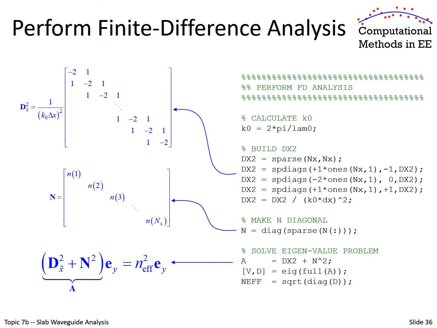So I'm calling eig. This is not the sparse eig, and I'm calling that because it's a little bit faster than the sparse version of eig, which is called eigs. It ends with an s for sparse, and it doesn't like to see sparse matrices, so I declare A to be full. And I'm asking it for the eigenvector matrix and the eigenvalue matrix. Now remember, the eigenvalues here are the effective refractive index squared. So the first thing I like to do is extract the diagonal and then take the square root of that. So now I have a one-dimensional array of the effective refractive indices.